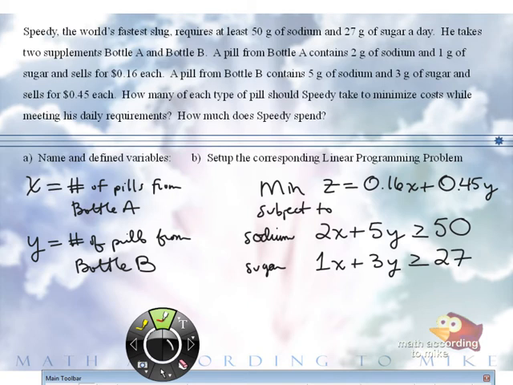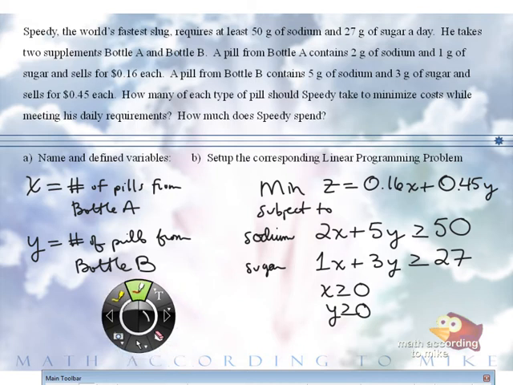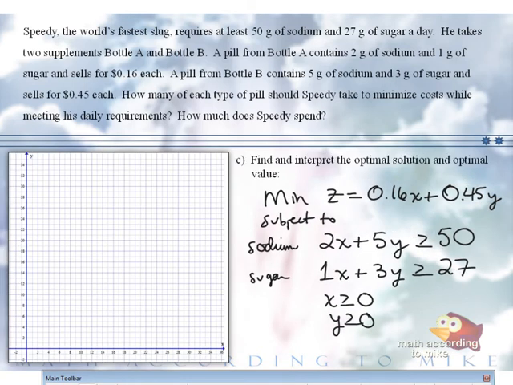And then as Drew was saying, we cannot have a negative amount of pills. So x and y are greater than or equal to 0. So that's how you set up your linear programming problem. What we're going to do is copy this and paste it to the next page. So now we're going to graph it just like we did at the end of 3.2.